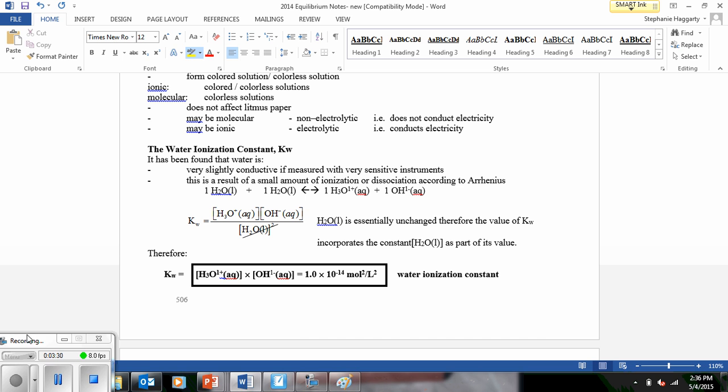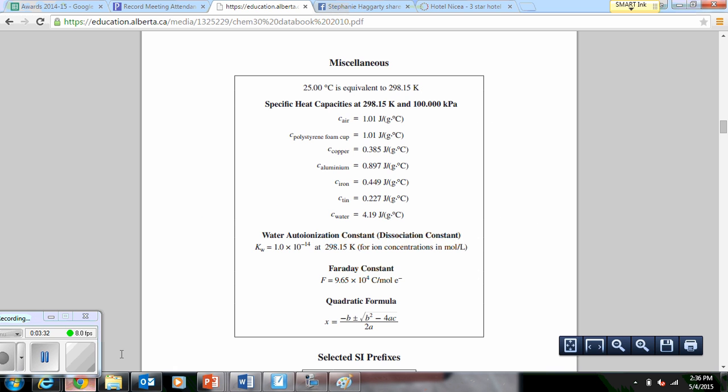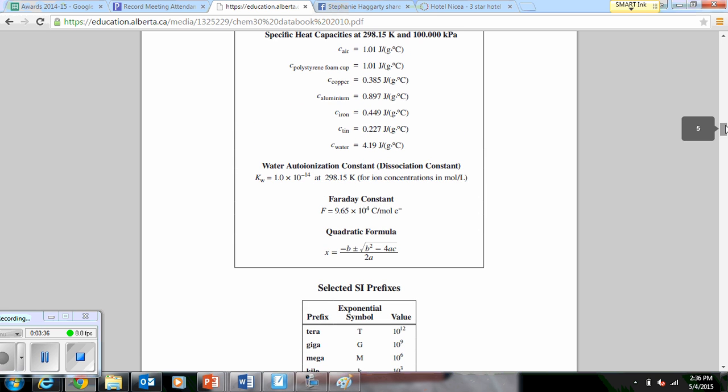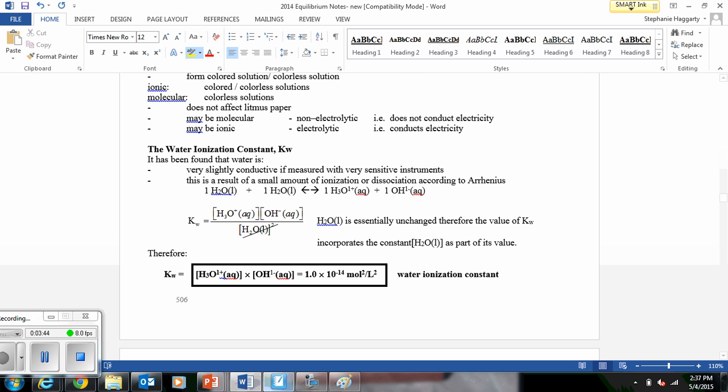If you look in your data book, on the page that has all these miscellaneous values, page 3, it gives you the water ionization constant. So you don't need to memorize that value. It is given in your data book. So how does this all apply?